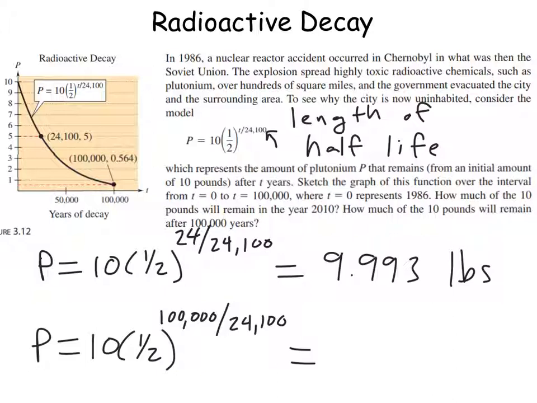So half would be 5. I'm expecting that there's a lot less than half left. A lot less. You know, maybe a pound, maybe 2, something like that. I'm expecting something closer to 0 than to 5. Okay, kind of based on what I know about the model. Sure enough, when you plug that in, 0.564 pounds is what would be left, a little over half a pound of plutonium after 100,000 years.